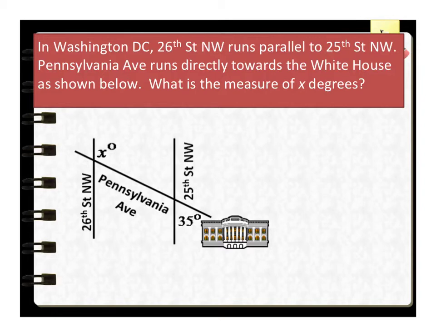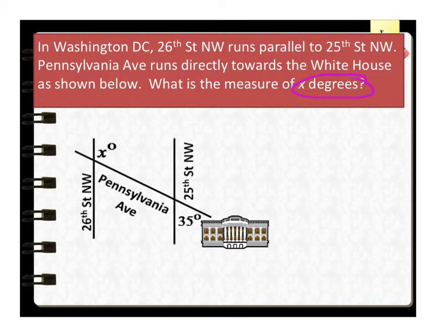In Washington, D.C., 26th Street Northwest runs parallel to 25th Street Northwest. Pennsylvania Ave runs directly towards the White House as shown below. What is the measure of angle x in degrees? Sorry, there's a little typo in here. I'd like you to pause the video, try solving it on your own, and hit play to check your work.